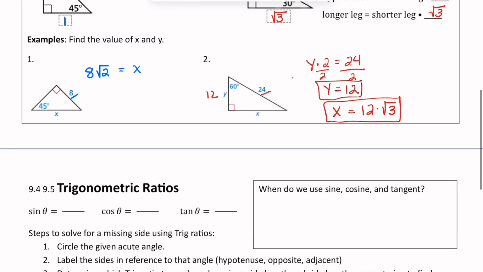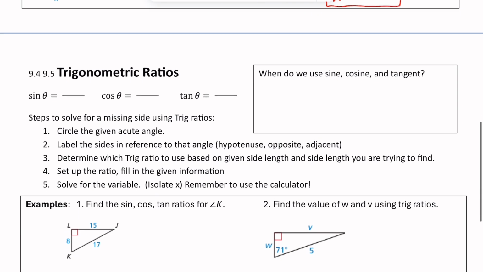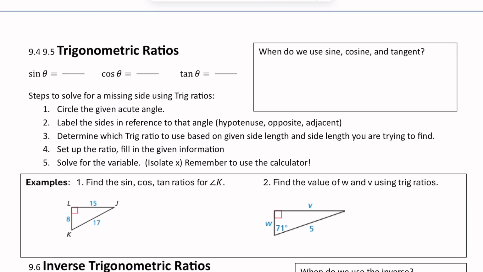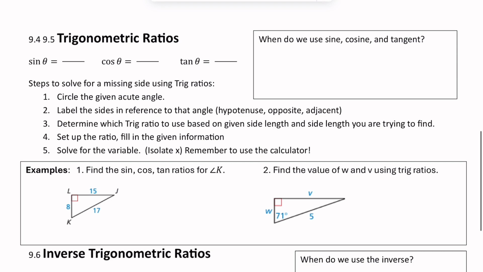The third thing that we talked about in this chapter are trigonometric ratios. And remember, sine, cosine, and tangent are all ratios of a right triangle. So we use sine, cosine, and tangent with right triangles.